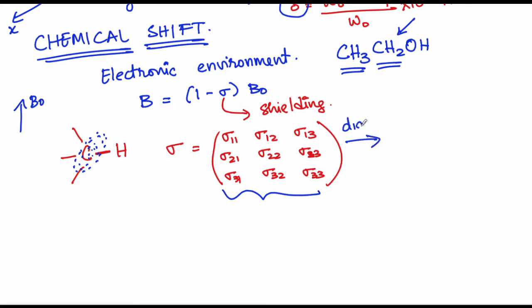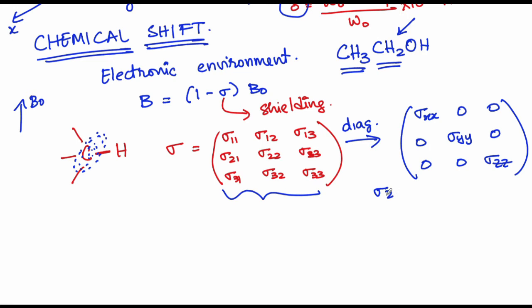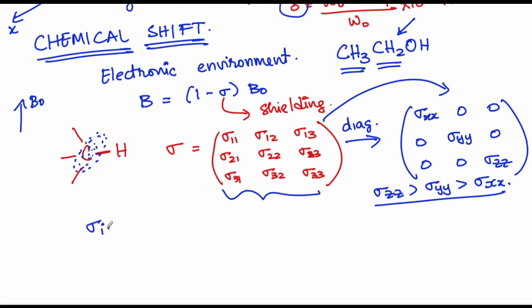This shielding tensor can be diagonalized such that you get the off-diagonal elements as 0, sigma ZZ is greater than sigma YY is greater than sigma XX. So the frame that we go from here to here is a principal axis frame with respect to the shielding tensor that we have. In this given case, the one that we'll end up measuring in the isotropic condition will be the average of all these parameters.